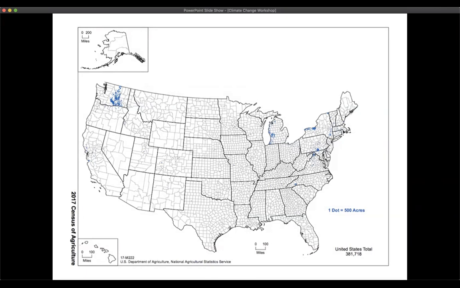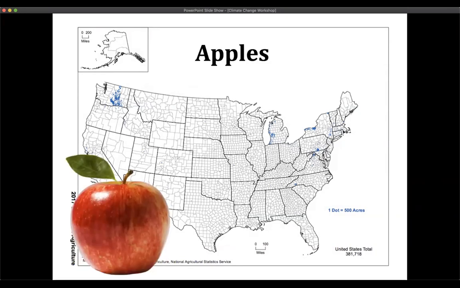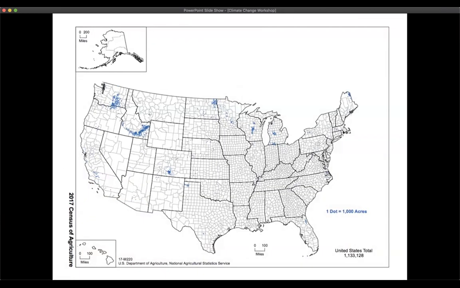It looks like we have almost all right guesses. The correct answer is apples. Okay, so this is the place in the United States, even though apples are grown in every state, where the most apples are grown in the United States. Okay, how about this one? One dot equals 1,000 acres of this crop.